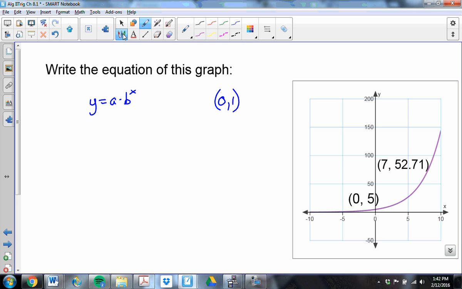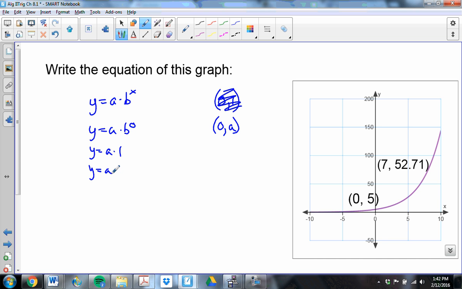Or at least 0, a, I should say. I should phrase this differently. It contains the point 0, a. Because when you plug in a 0 for x, you just get y equals a times 1, which is y equals a.